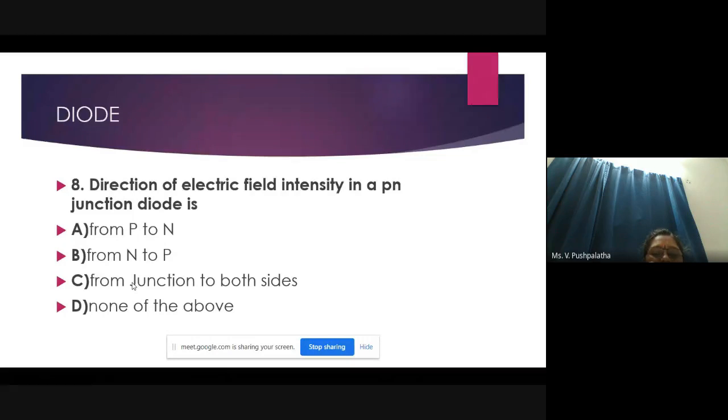So first you draw the PN diode circuit. Okay, so at room temperature, PN diode circuit. Now in the depletion region, what are all the particles existing? At the N side, what are all the particles? You draw the diagram. I will show you in the next slide. At the P side, what are all the particles existing?